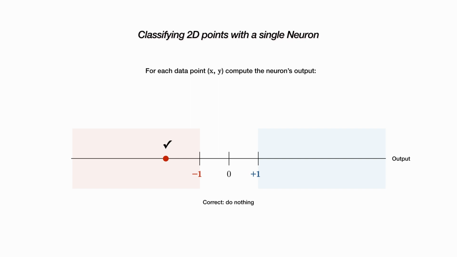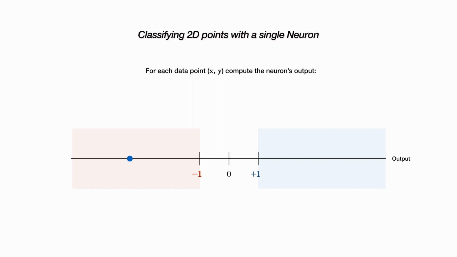Again, the point is being correctly classified. But then there are two more cases where we need to do something. For example, this data point has the label -1, but the output of the neural network for this point is larger than -1. Yeah? So what we need to do for this data point, we need to make it less than -1. So we need to minimize it.